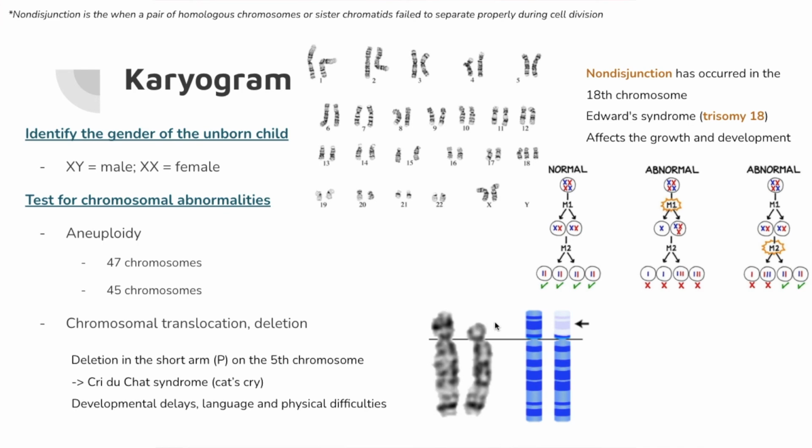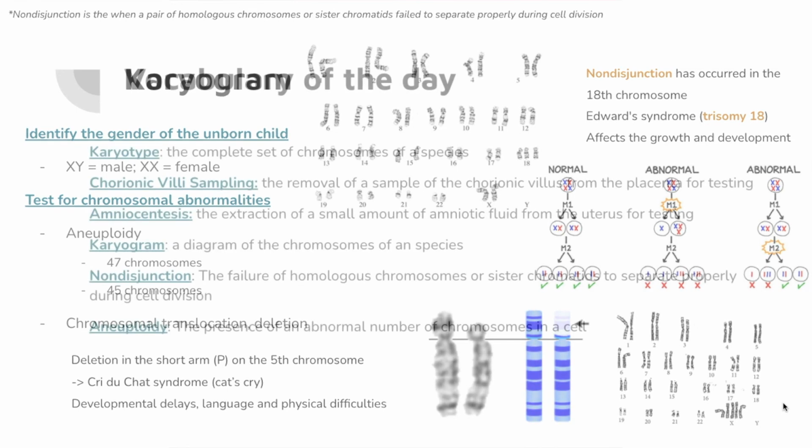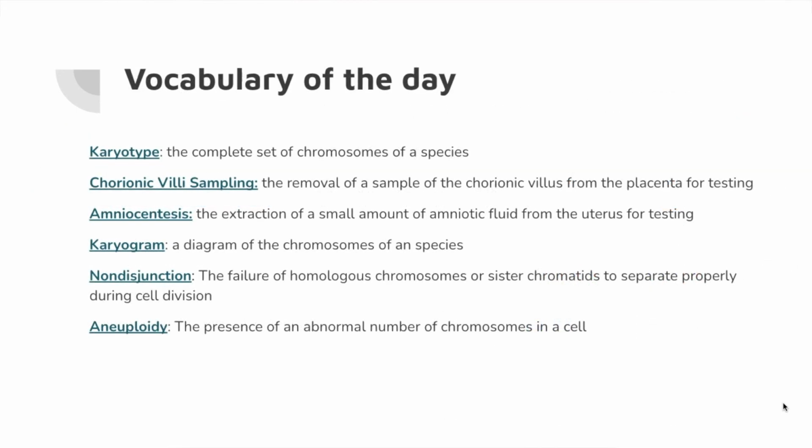Just to clarify, non-disjunction can occur in any chromosome, not just the 22 pairs of autosomes, but also in the pair of heterosomes, which are the sex chromosomes. This could lead to, for example, trisomy X, which is 3X, or even tetrasomy X, 4X, and even pentasomy X, which is the 5X shown in this picture. And this is a summary of the vocabularies in our presentation.